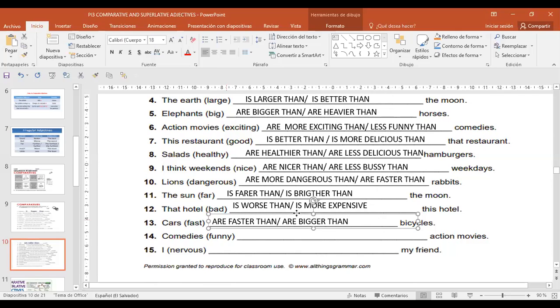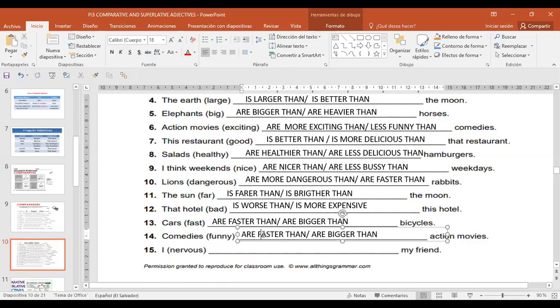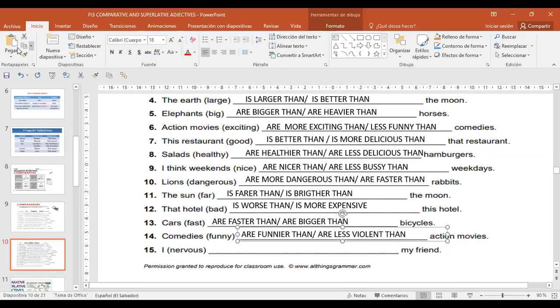Okay, let's see. Again, the comedies. This is the other way around. Comedies are funnier in this case, right? Because we just change the Y for I and add R. Funnier than action movies. And you already said in the other example that comedies are, we can say, less violent. Let's use this. Comedies are less violent than action movies.